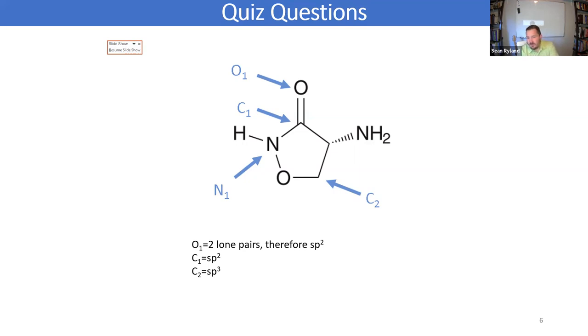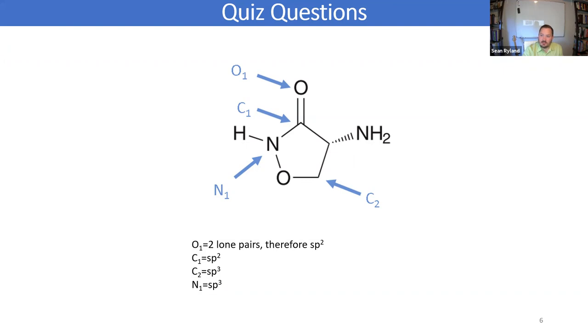The tricky one is this nitrogen, because just counting bonds and lone pairs on this nitrogen, we would say, okay, it's got 4 electron groups, therefore it's tetrahedral and sp3. And so that's the answer I was actually looking for on the quiz, because you guys don't know enough.